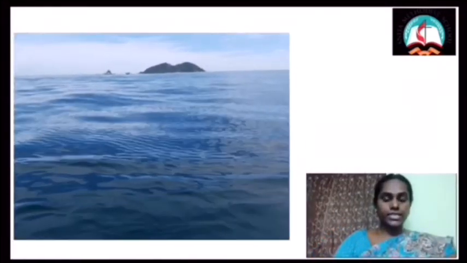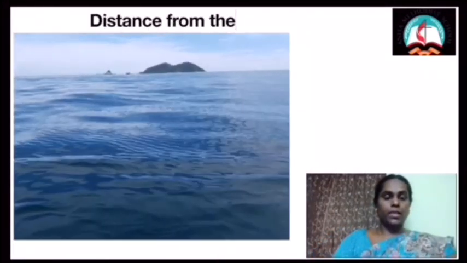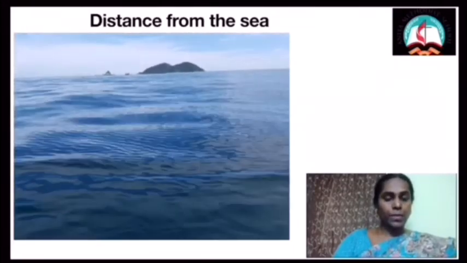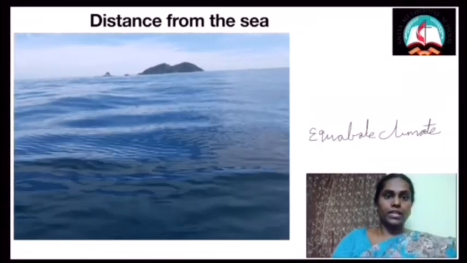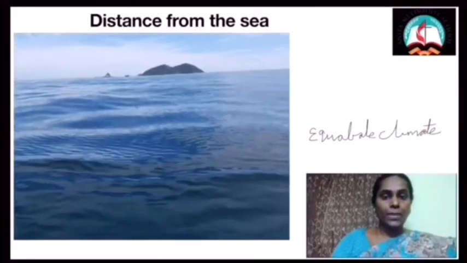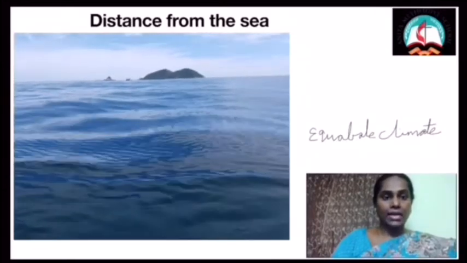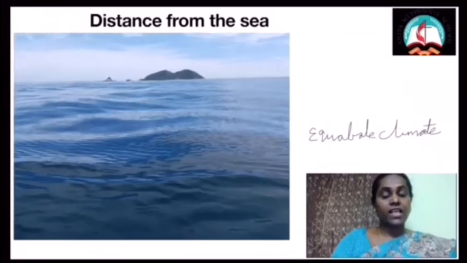Then, distance from the sea. The places to the north of Tropic of Cancer experience continental climate where the summer is extremely hot and winter is extremely cold. The prevalence of the climate is due to the far off location from the sea. The tropical south, which is enclosed on three sides by Arabian Sea, Indian Ocean and Bay of Bengal, experiences equable climate.